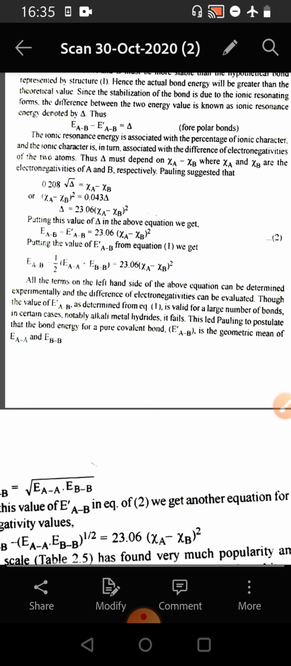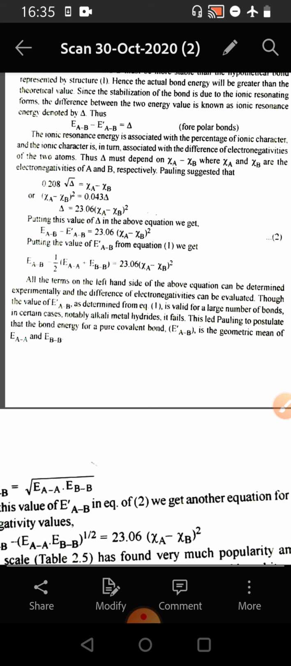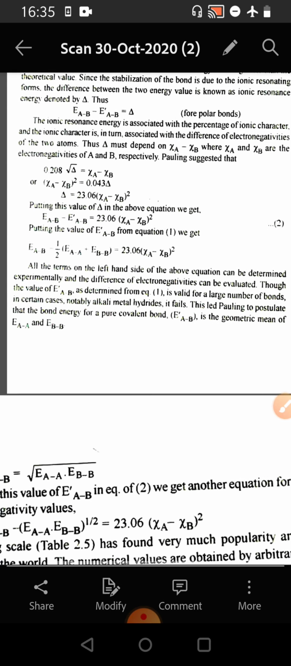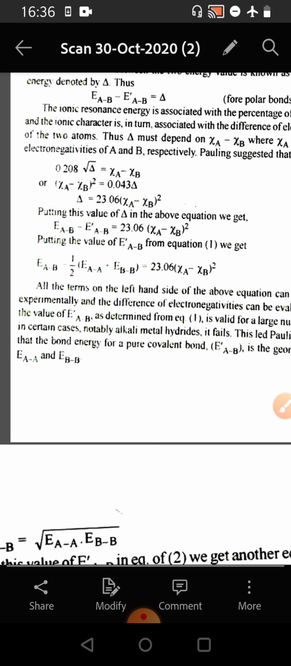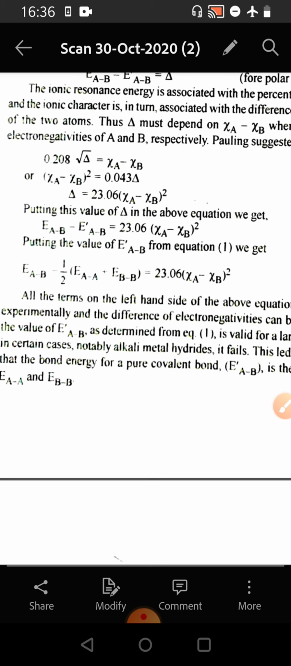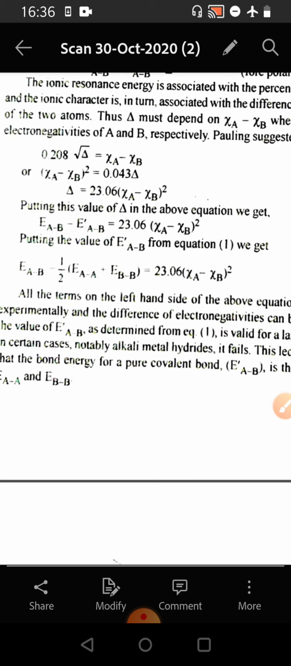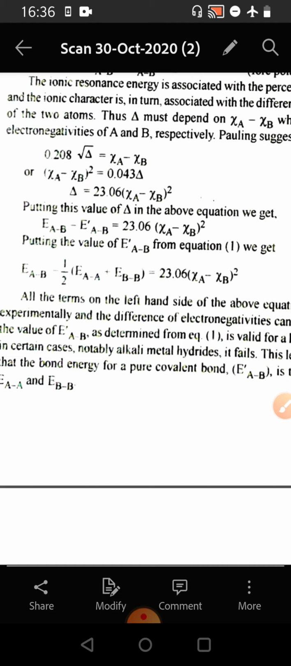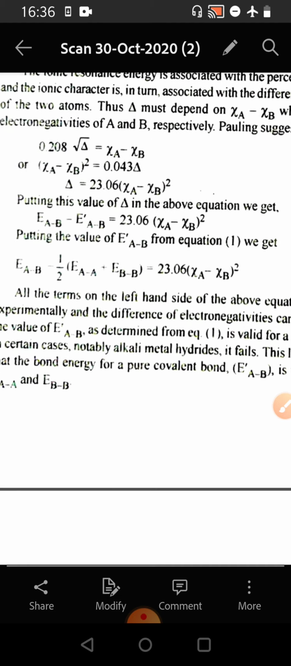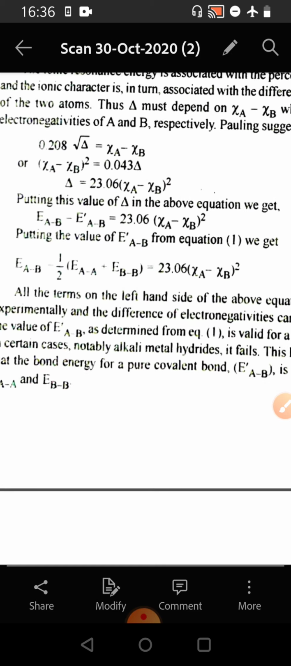Thus, delta must depend on Xa minus Xb, where Xa and Xb are the electronegativities of A and B respectively. Pauling suggested that 0.28 root delta is equal to Xa minus Xb, the difference of the electronegativity between A and B, or (Xa minus Xb) whole squared is equal to 0.043 delta, or delta is equal to 23.06 (Xa minus Xb) whole squared.